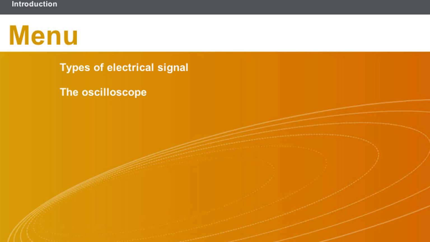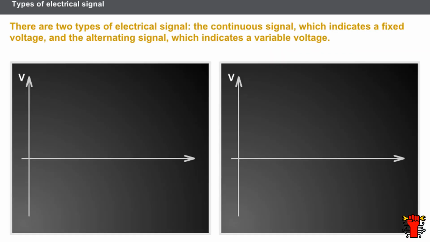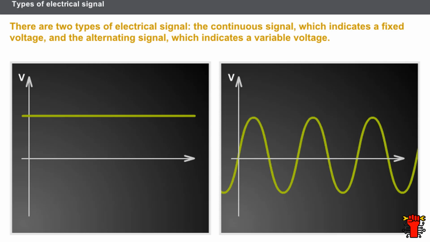This lesson will cover the following topics: types of electrical signal, the oscilloscope. There are two types of electrical signal: the continuous signal, which indicates a fixed voltage, and the alternating signal, which indicates a variable voltage.